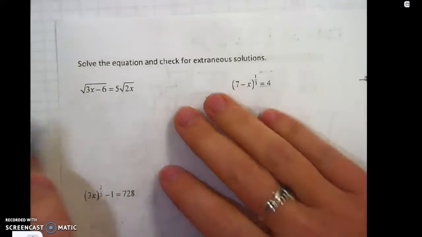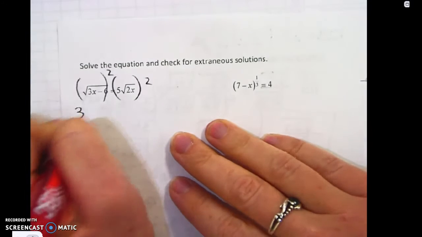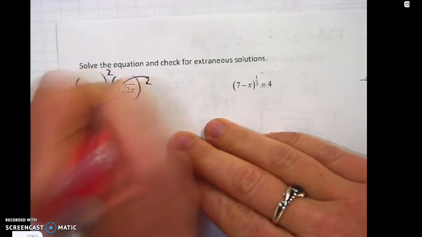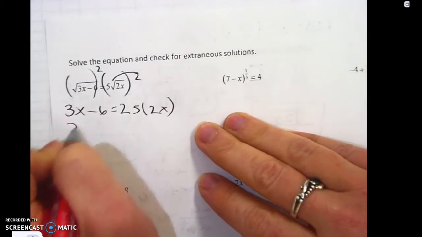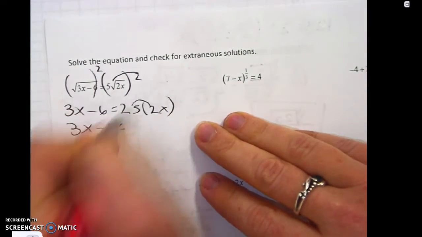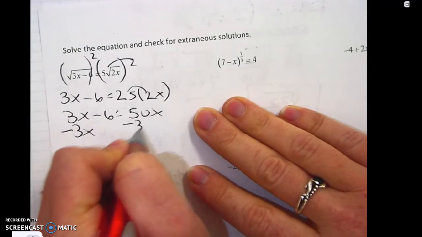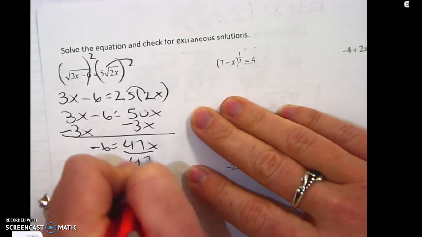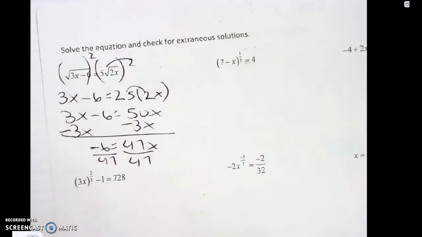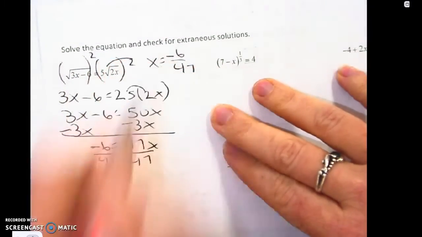All right, first thing you're going to do is square both sides. Gets rid of the radical. Don't forget to distribute that in there. So 3x minus 6, distribute, equals 50x. Get the x's on the same side. Negative 6 equals 47x. Divide by 47. And you end up with x equals negative 6 over 47.